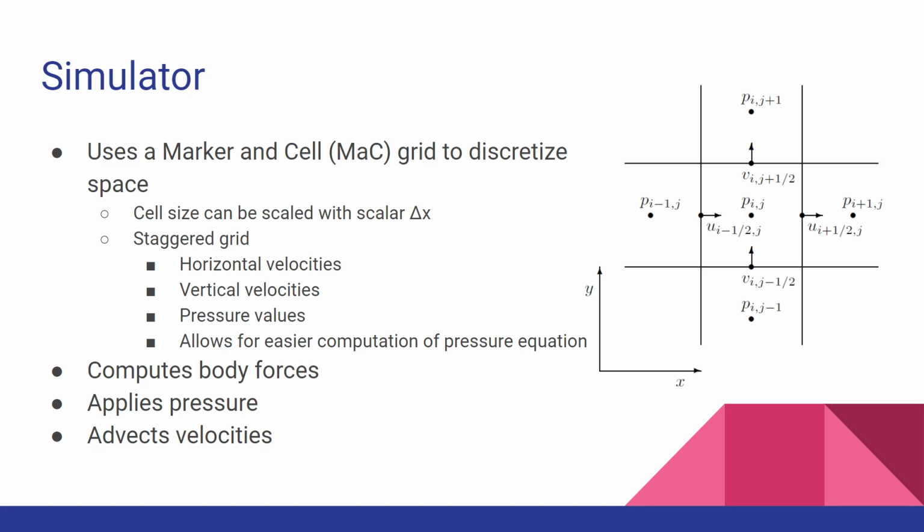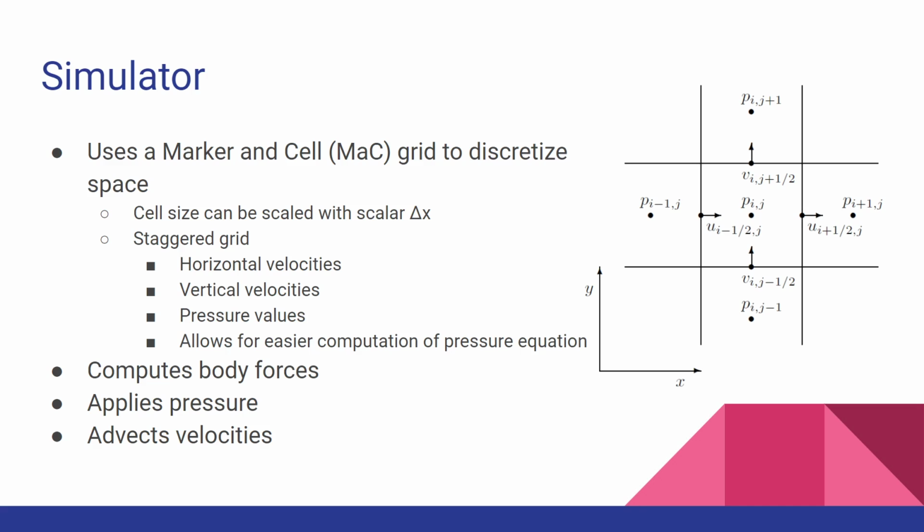The staggered grids, like I said before, we have three different grids for the different values we'll be using. We have a grid for the horizontal velocities and a grid for the vertical velocities. And of course, we can combine those together to get the actual velocity of each grid cell. And then we also have a grid for the pressure values of each cell in our simulation. This setup is highly recommended because it allows for a much simpler pressure calculation later on in the simulation.